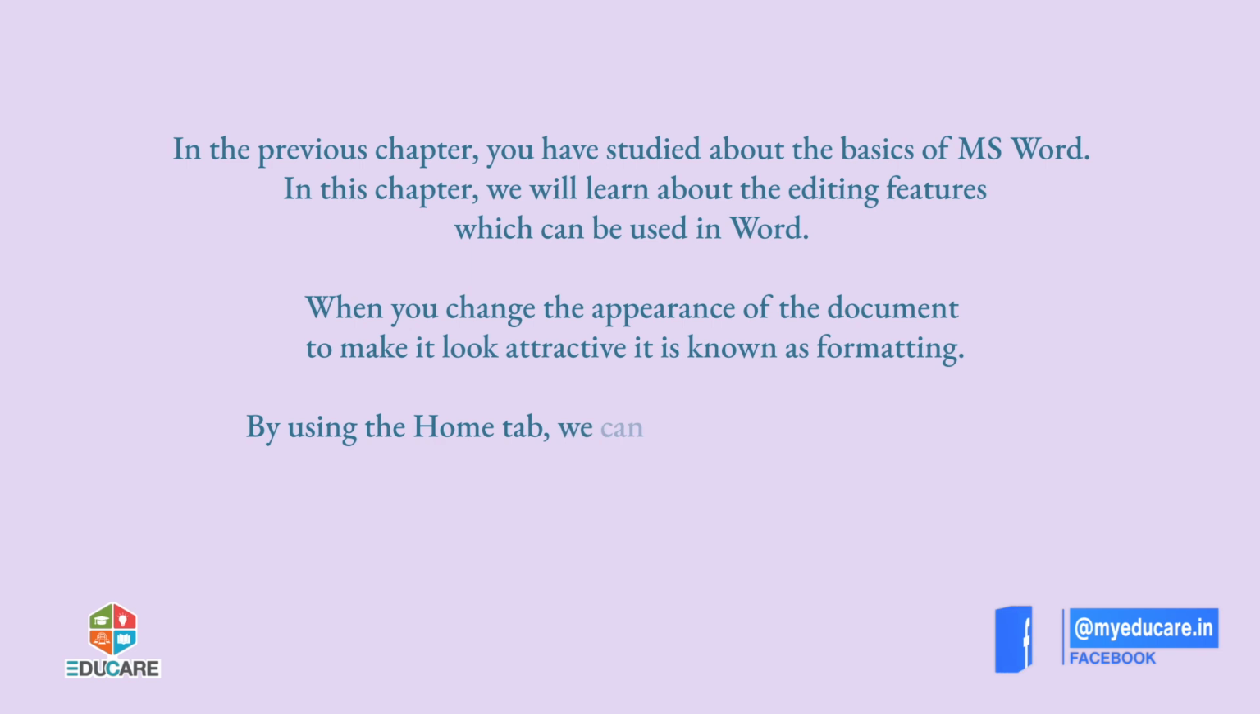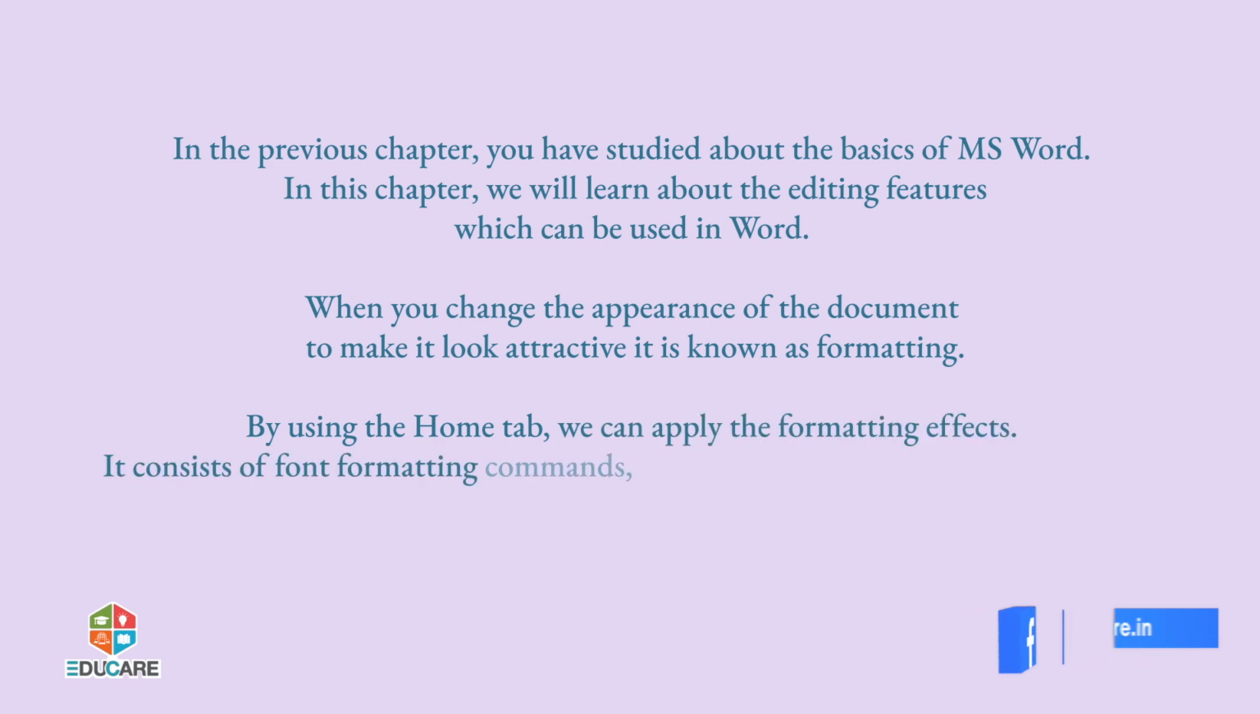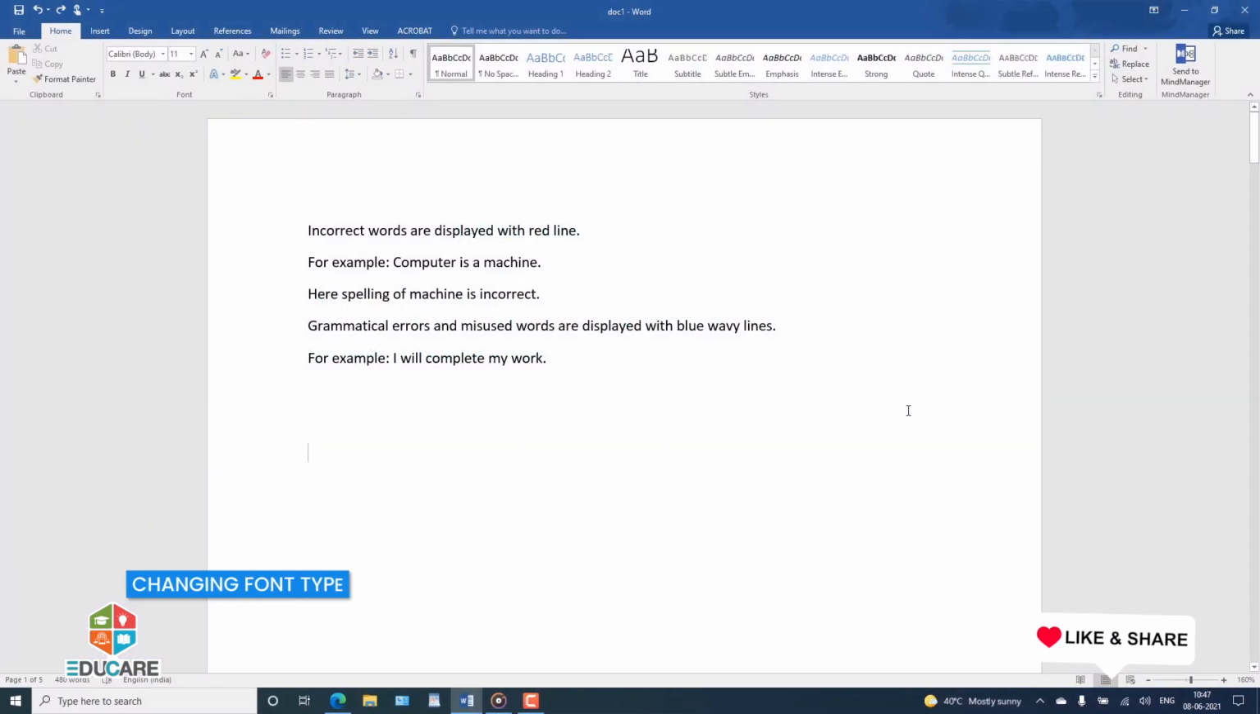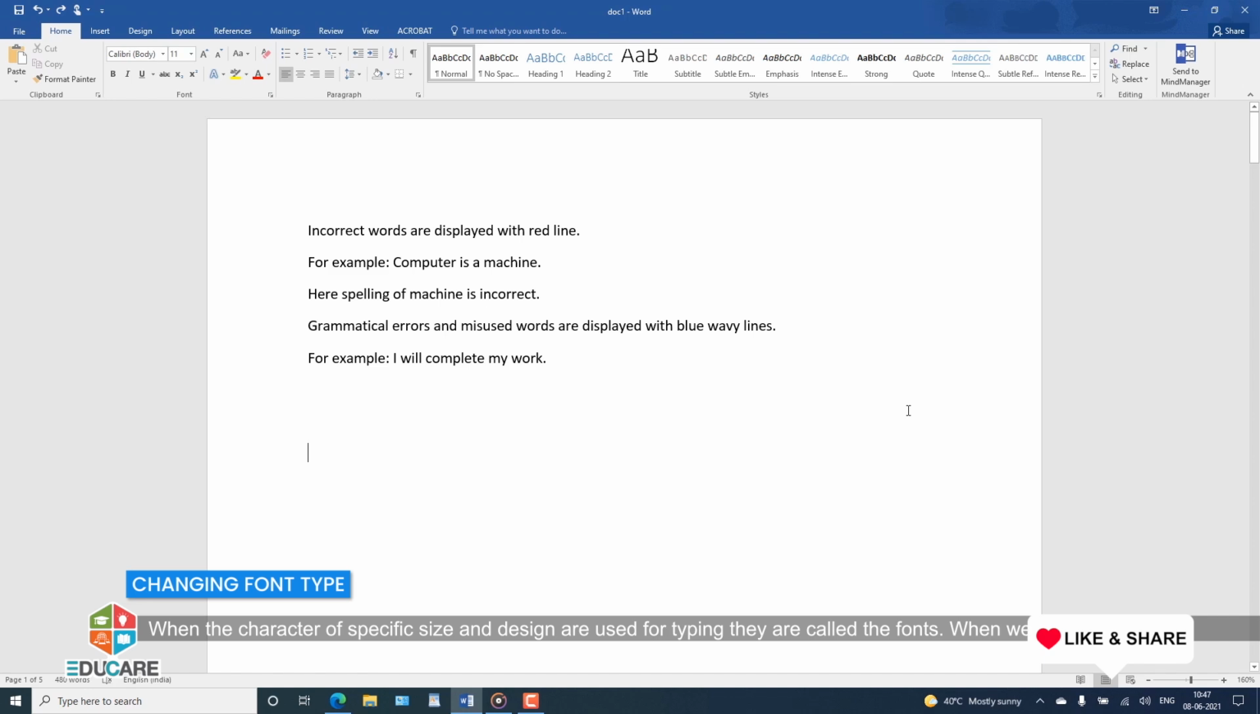It consists of font formatting commands, paragraph options, text style commands, copying and moving commands, finding, replacing, and selecting commands. Changing font type. When characters of specific size and design are used for typing, they are called fonts. When we open Word, the font text appears in Calibri body with 11-point size by default. The given steps should be followed for changing the type of the font.